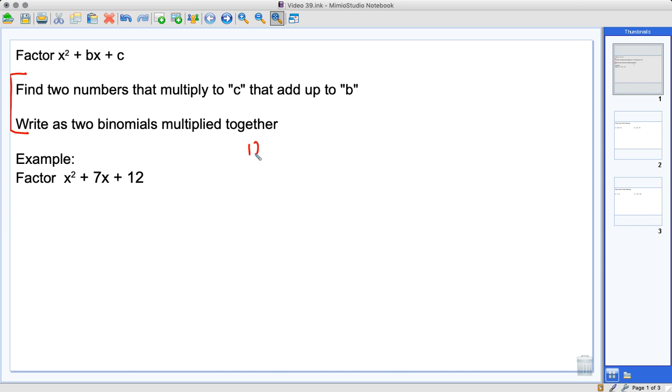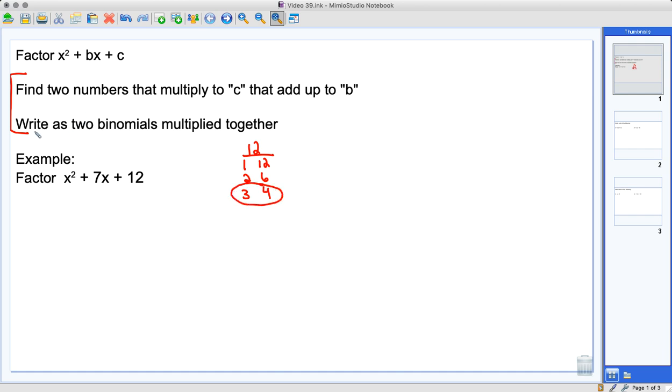It is helpful if you write out all of the factors, so all the numbers that multiply to 12. So 1 and 12, 2 and 6, 3 and 4. Then go down the list. Is 1 plus 12 7? No. 2 plus 6 is 8, close. 3 plus 4 is 7. So we're going to use this pair.